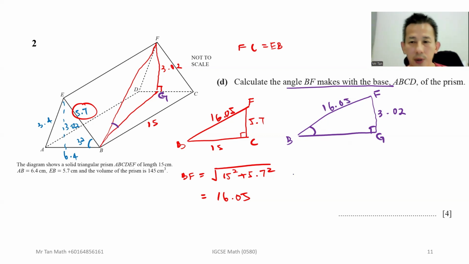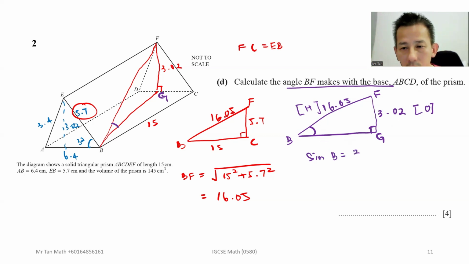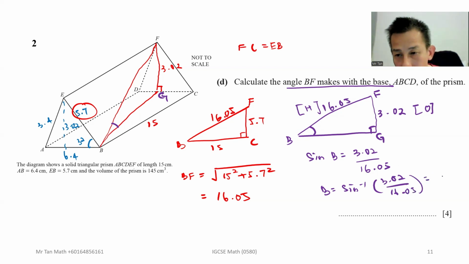It's basic trigonometry. So this will be opposite. This is hypotenuse. Therefore, you use sine. So sine B equal to opposite is 3.02 over 16.05. So your angle equal to shift sine of that, 10.8 degrees.